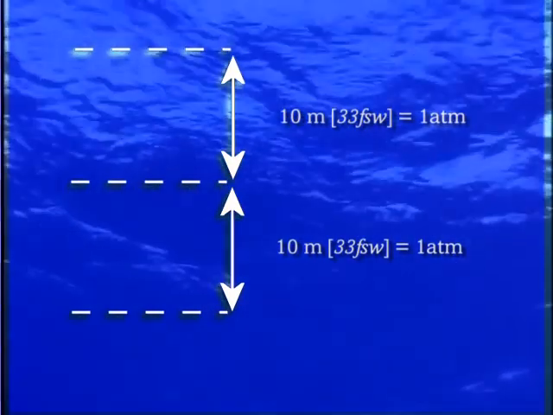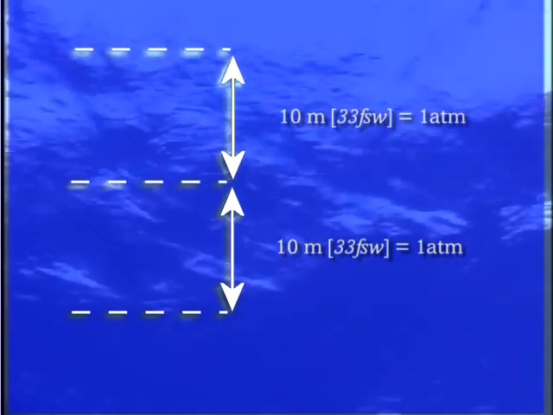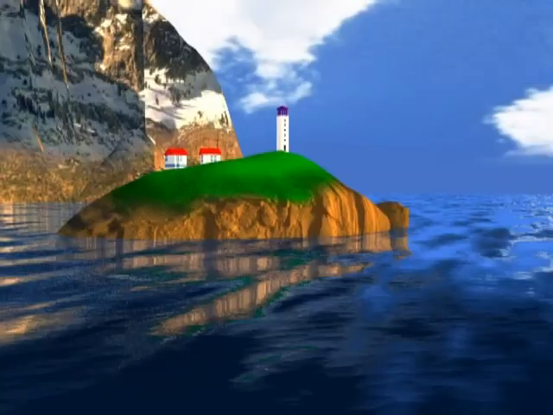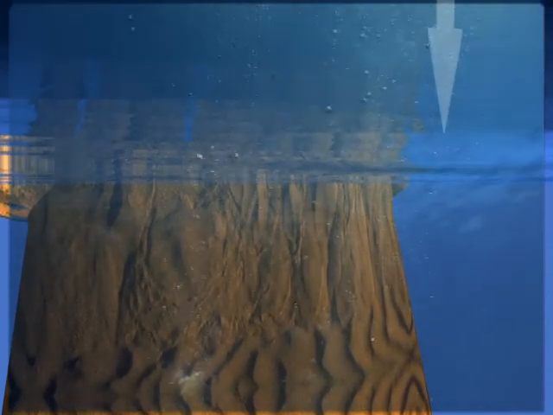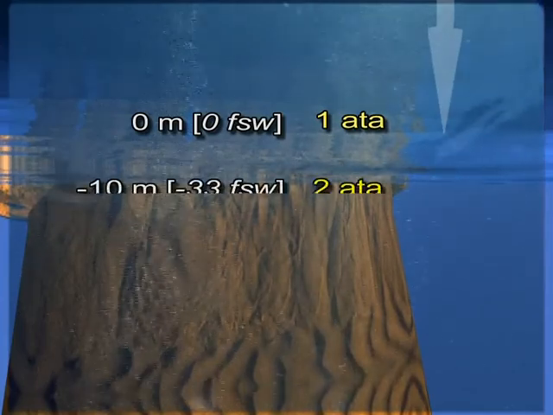However, as divers, we are interested in knowing the total pressure we are being subjected to, so we use absolute pressure. This is the sum of the hydrostatic pressure and the atmospheric pressure. In this way, we take into account both the column of water above us as well as the column of air pushing down on the Earth's surface.